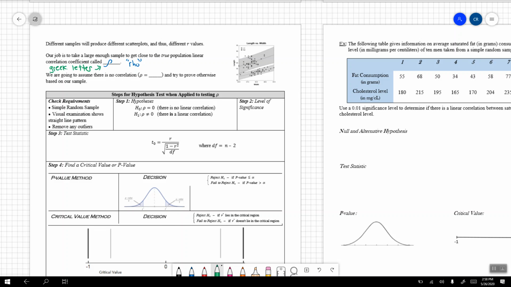All right. So in this particular case, again, we're going to make sure that we take a large enough sample, that way we can approximate or get close to the true population linear correlation coefficient called rho. Now, under all circumstances, we are always going to assume that there is no correlation and try to prove otherwise. Anybody ever heard that innocent until proven guilty in the justice system?